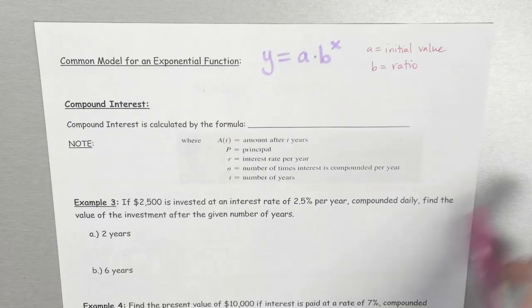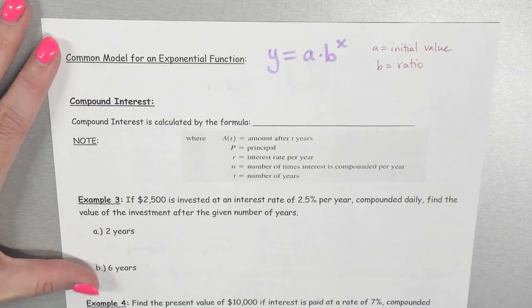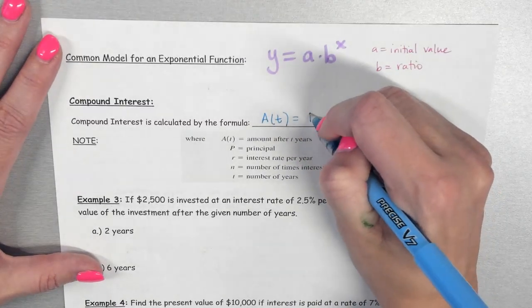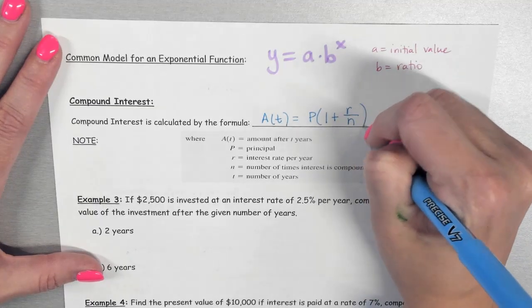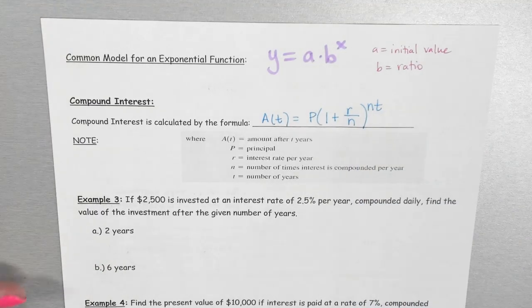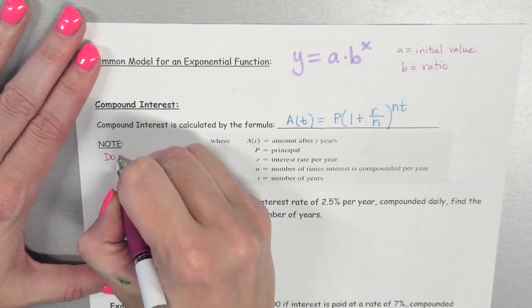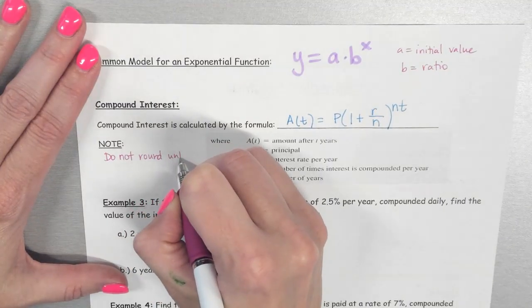One of the main applications of exponential functions is going to be computing interest. So for compound interest, we're going to use the formula A of t equals P times (1 plus r over n) to the nt power. And then one thing you need to remember for this is do not round until the last step.